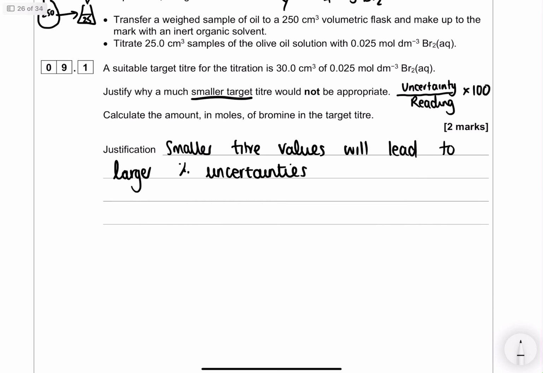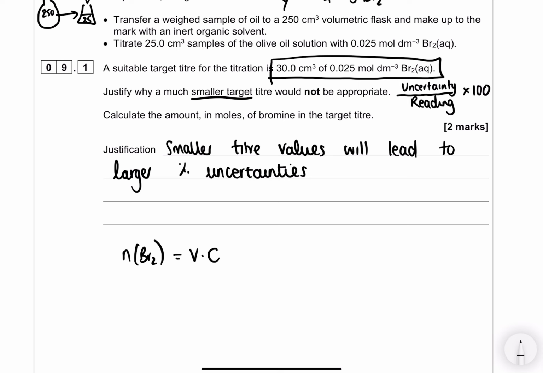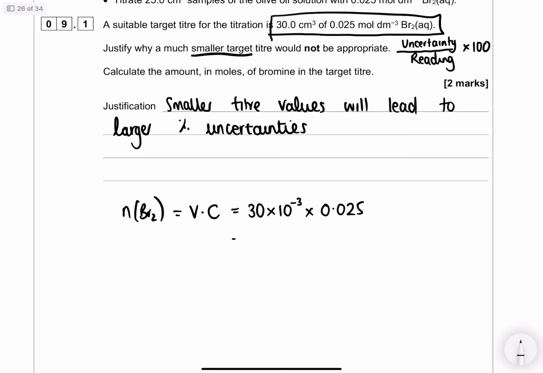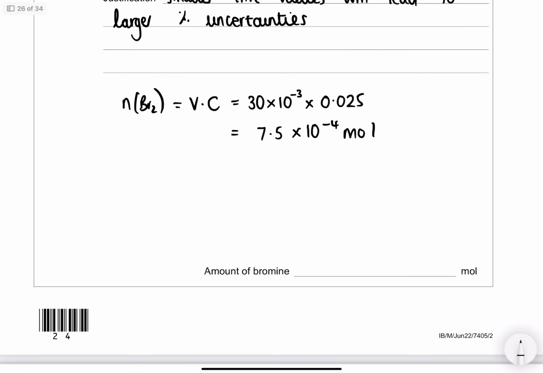Then it says calculate the amount in moles of bromine in our target titre. So moles of bromine is volume times the concentration. Given that our concentration is 0.025 moles per decimetre cubed, our 30 centimetres cubed must be converted from centimetres cubed into decimetres cubed. If we type this on our calculator, we'll get 7.5 times 10 to the minus 4 moles. So we can write that on our answer line.